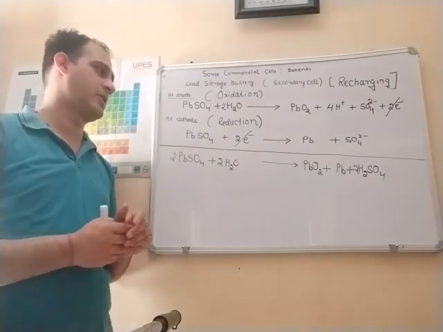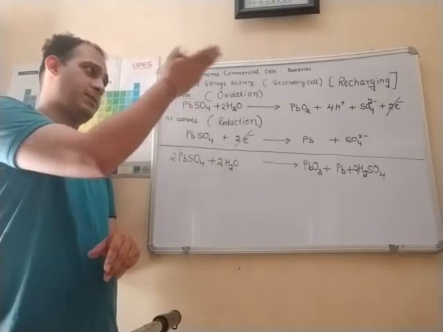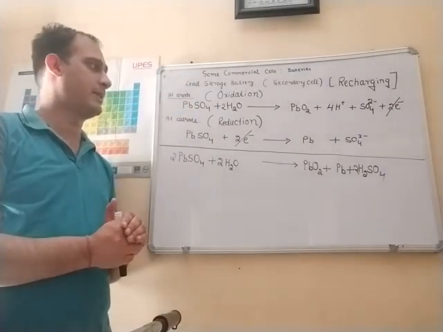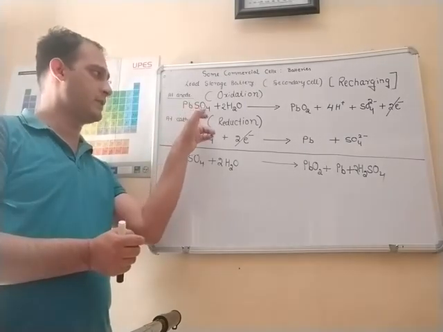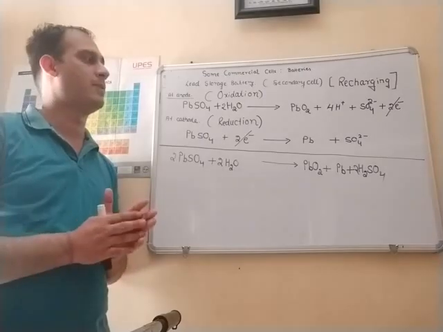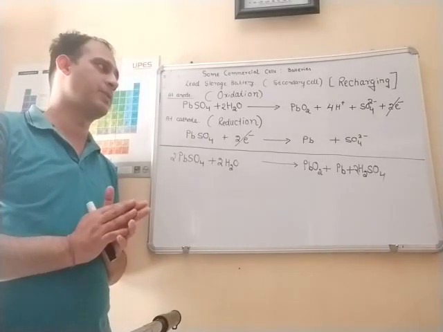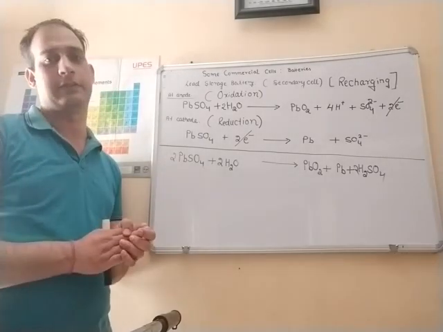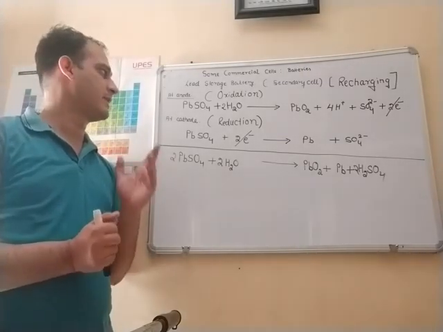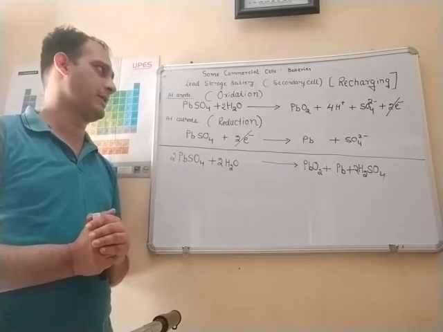So at anode, which reaction is taking place? Lead sulfate, which has been produced earlier during the discharging of the lead storage battery, will react with water to form PbO2 plus 4H+ ions plus SO4 2- ions plus 2 electrons. 2 electrons will be produced during this process which is taking place at anode. The process is known as oxidation.